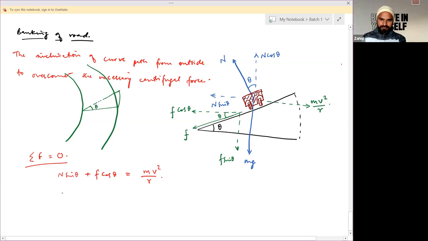Similarly, we have N cos theta equals mg plus f sin theta in the vertical direction. So if you move f sin theta to the left-hand side, it will become N cos theta minus f sin theta equals m times g. First, write down this part.